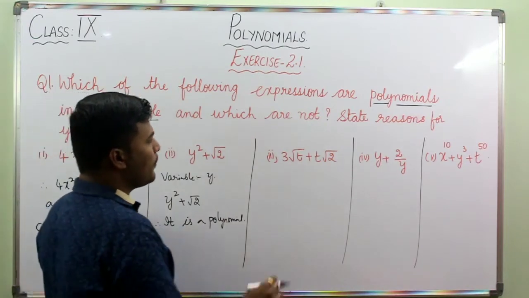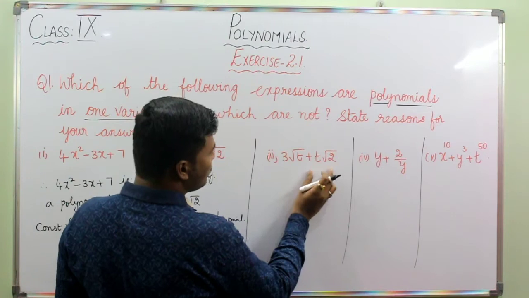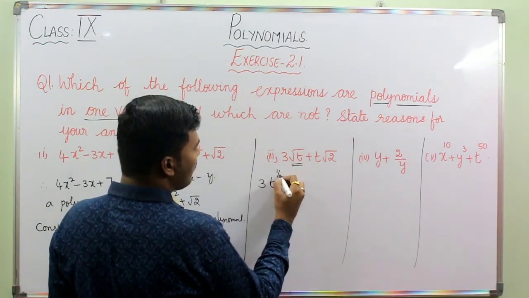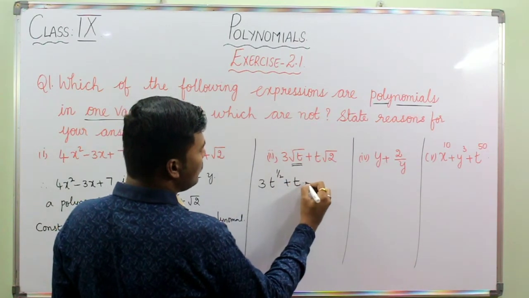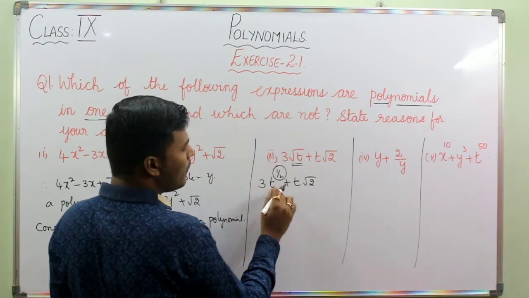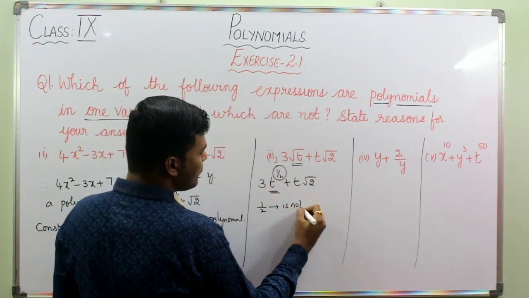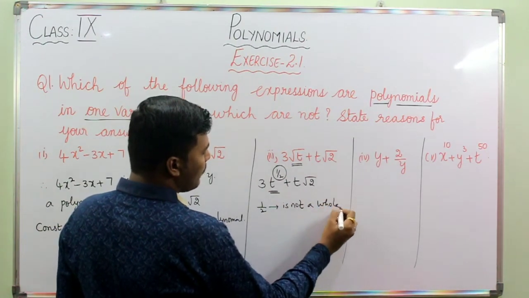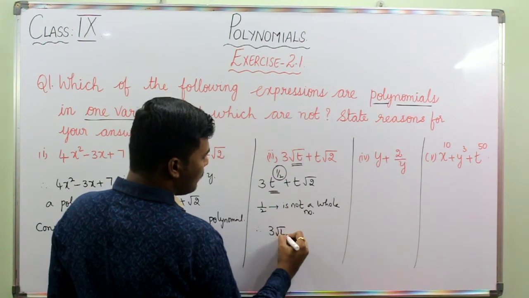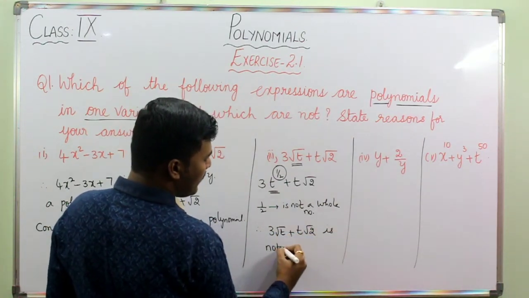Now in the third problem, that is 3 root t plus t root 2. Here we can write the square root as t to the power of 1 by 2, plus t into root 2. Here the power is not a whole number, right? 1 by 2 is not a whole number, so 3 root t plus t root 2 is not a polynomial.